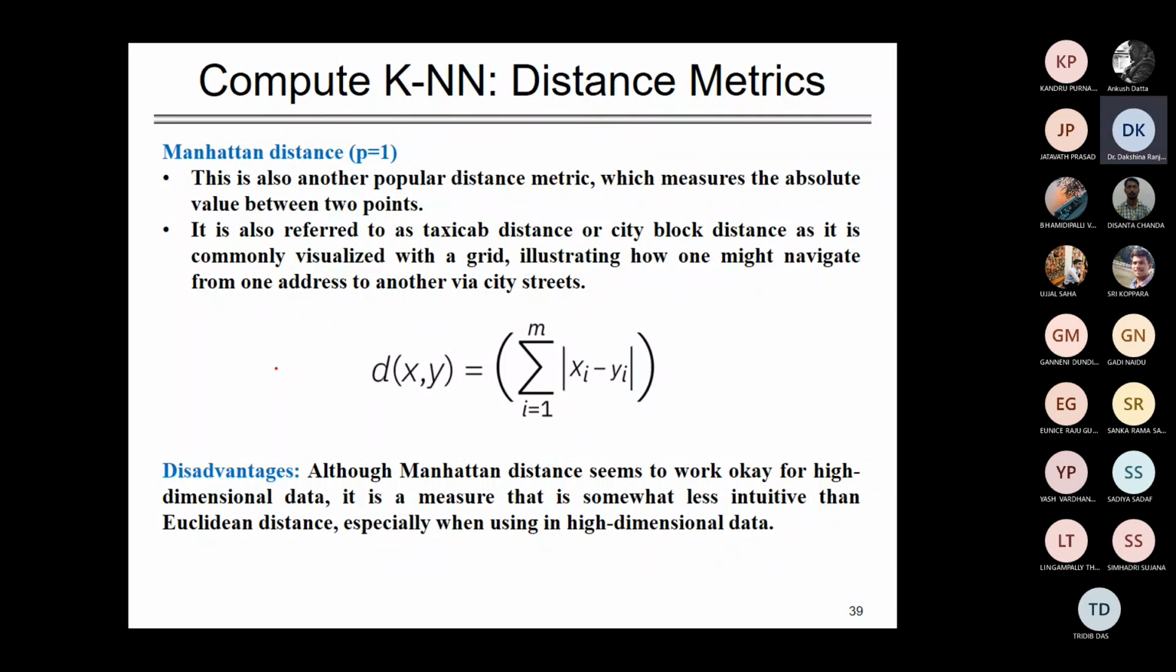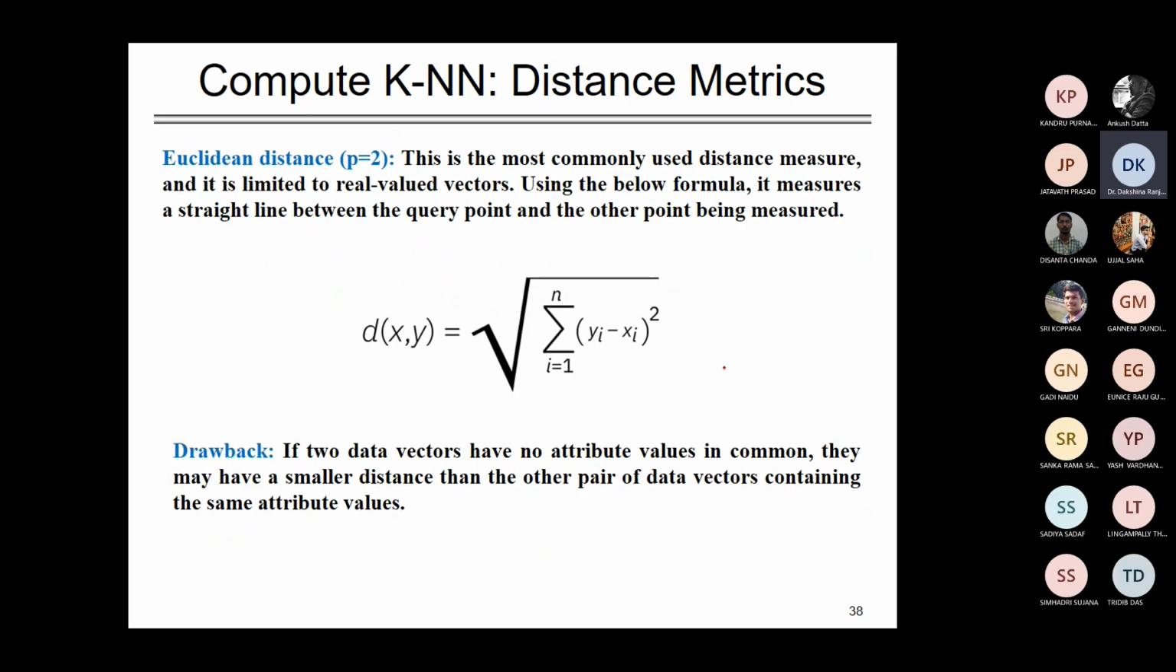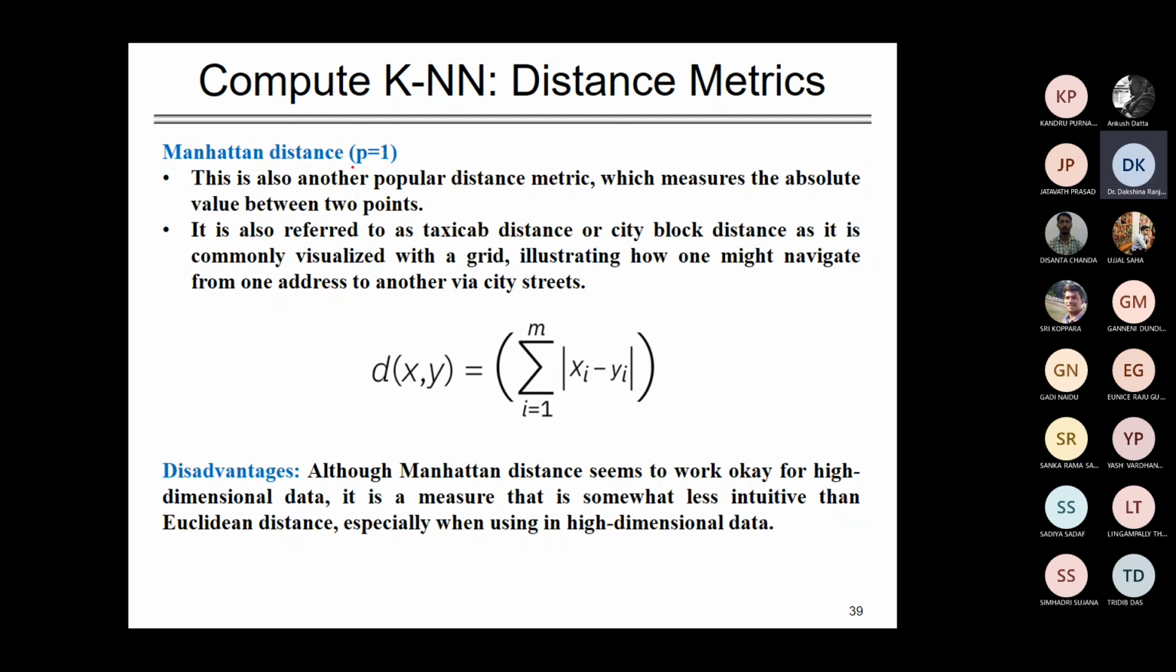If we want to get rid of the disadvantage of Euclidean distance, then we can use Manhattan distance. For this Manhattan distance we get p equals 1. What is p equals 1? Here we get p equals 2 in case of Euclidean distance, but here we get p equals 1. Here we measure the absolute value between 2 points. If we consider 2 points and we have to measure the distance between them, we consider the absolute value of that distance using Manhattan distance.